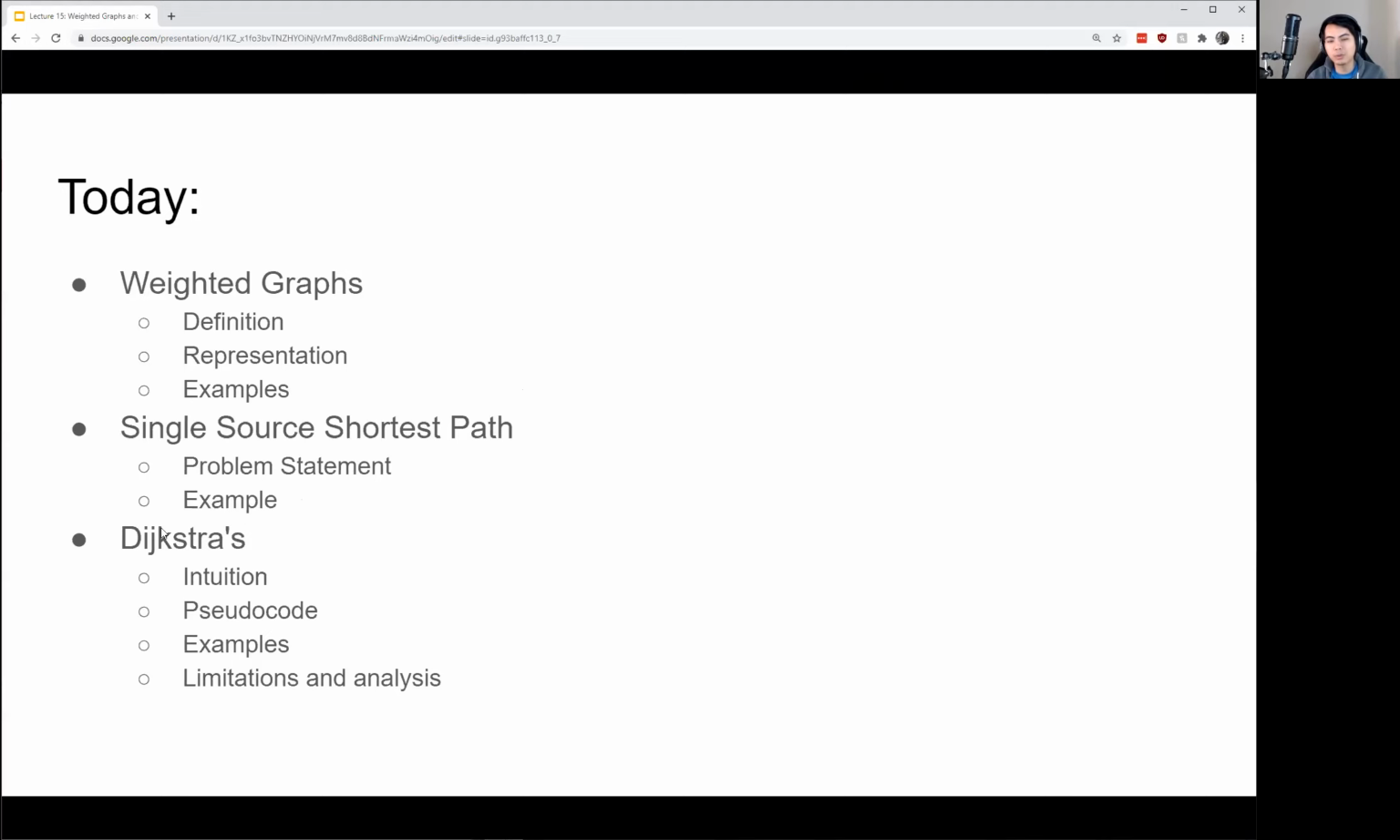We're going to look at the problem statement. We're going to look at some examples. We'll play around with that a little bit. And then from there, we're going to look at Dijkstra's. Dijkstra's is a very famous algorithm on trying to find the shortest distance between A and B.